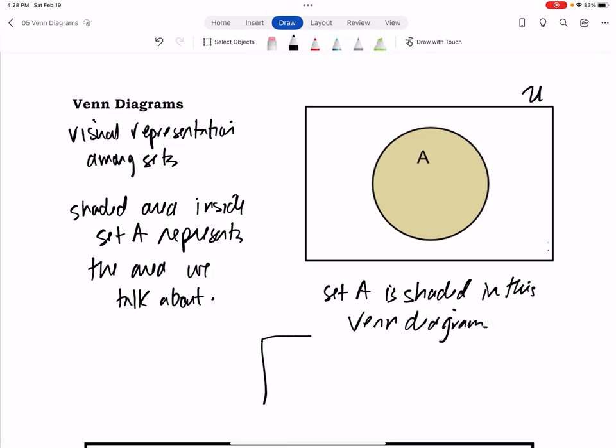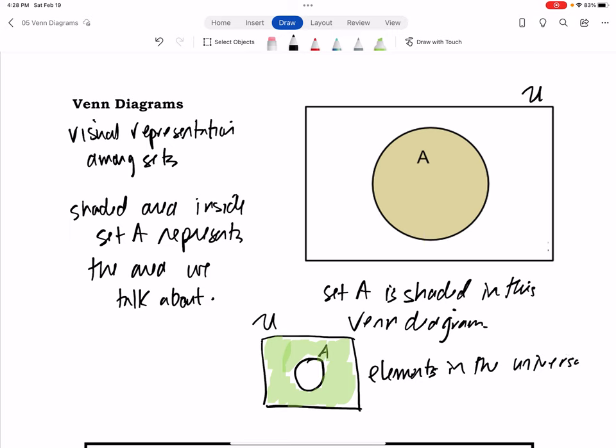If I shaded the area outside my set A, then we would say the elements in the universal set, but not in A, are shaded. So this is a Venn diagram that just has one set in it.